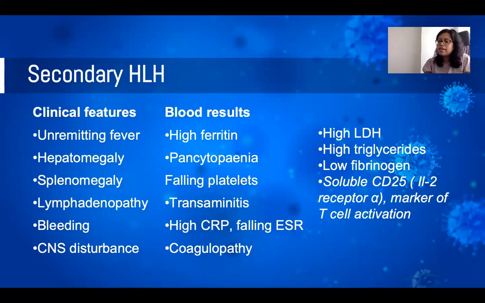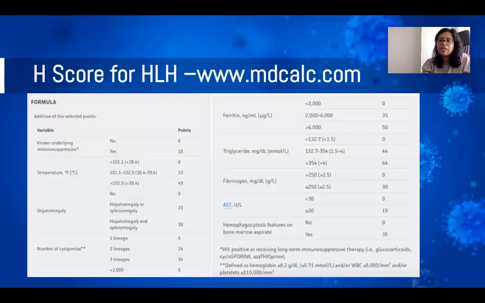Ferritin in the tens of thousands range makes HLH probable, and in the thousands to 10,000 it makes HLH possible. But at that time, you also need to look closely at the cytopenias, the transaminitis, and other signs. And obviously, it would be important to exclude superadded bacterial infections or even malignancies as triggers in some of these patients.